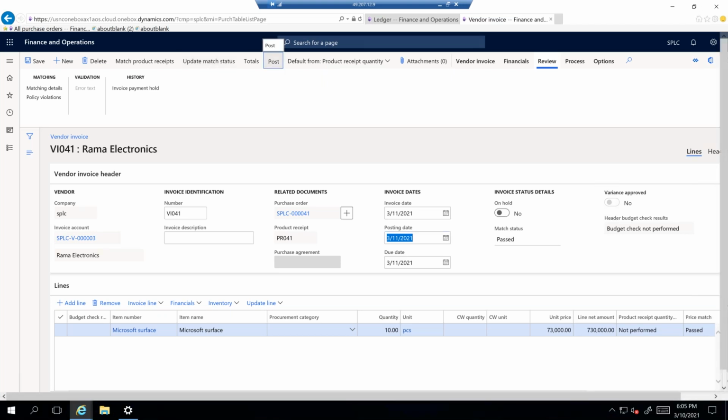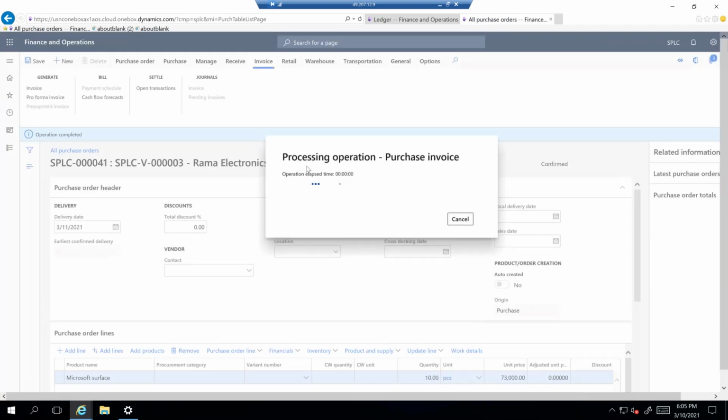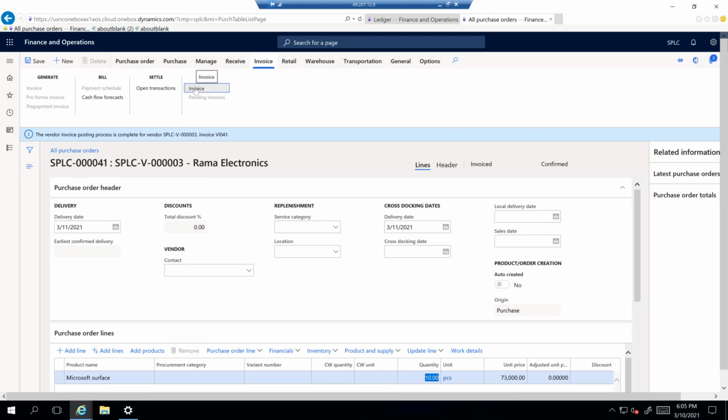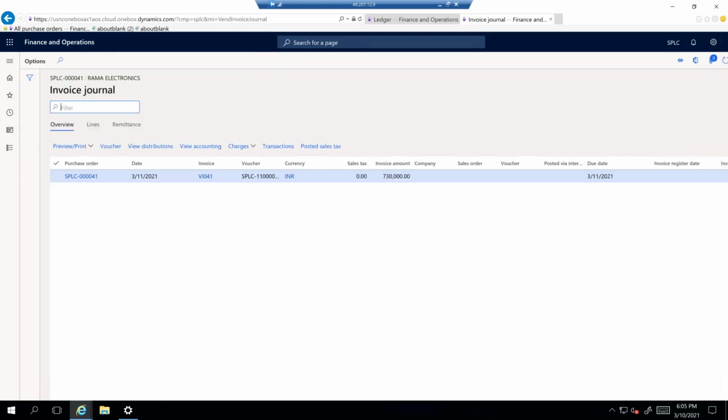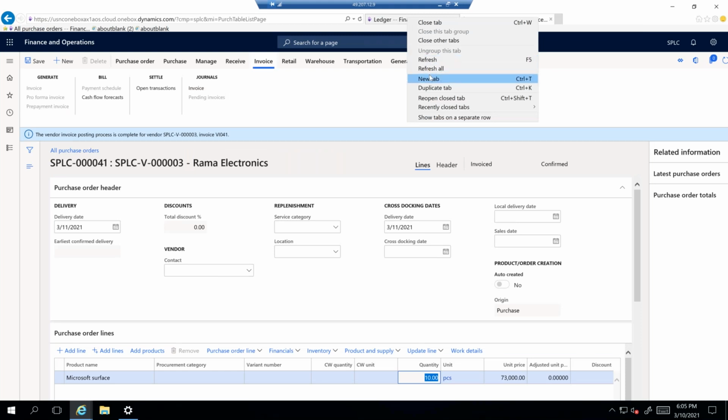Okay, post. Now the invoice is 7,30,000. Fine. Now let me go and take a duplicate. Let me take the duplicate.